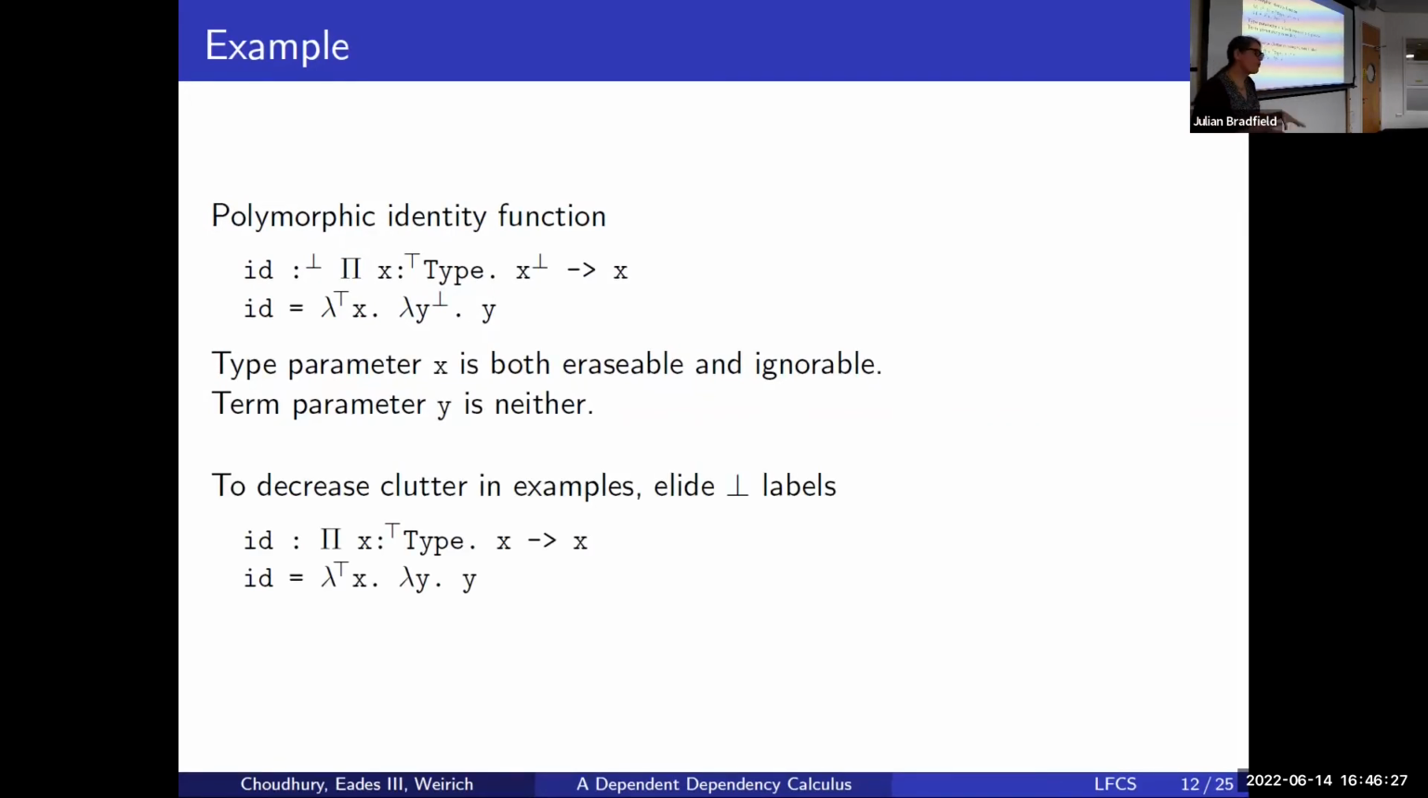I'm going to start doing some more examples. As I do more examples, just to simplify them, I'm going to stop putting the bottom labels on parameters. So if I just drop the bottoms, I'll only mark things that are ignorable or compile-time relevant, but leave everything, most things you actually use when you run. So it's better to leave it implicit.